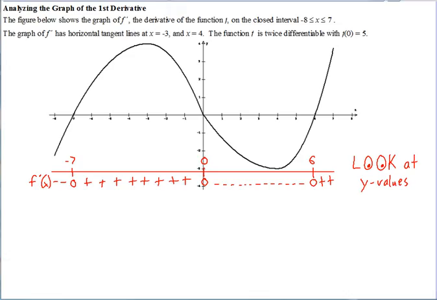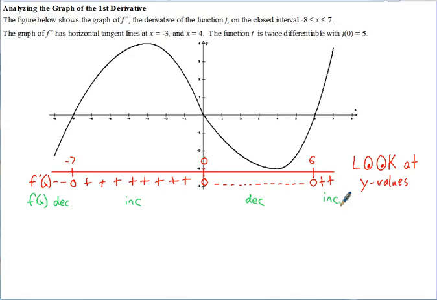Remember what this tells us; this is called the first derivative test. The first derivative is the slope of the original function f of x. If the first derivative is negative, the original function f of x is decreasing. If the first derivative is positive, the slope is positive, so the original function is increasing. Then the first derivative is negative again, so the original function is back to decreasing, and positive again, back to increasing.